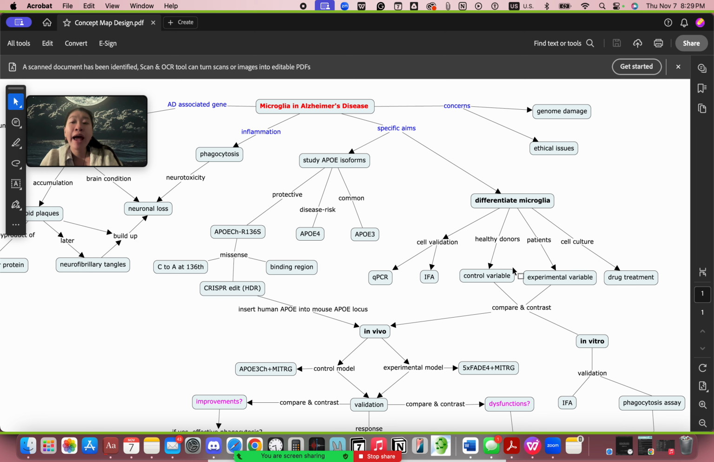After I obtain mature microglia, I will test the phagocytosis function of this cell type in vitro through a phagocytosis assay, in which microglia will migrate and surround the plaque areas. I also consider comparing the active and inactive forms of microglia through IFA.